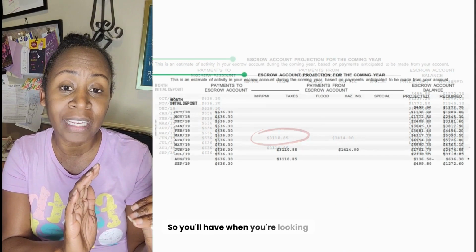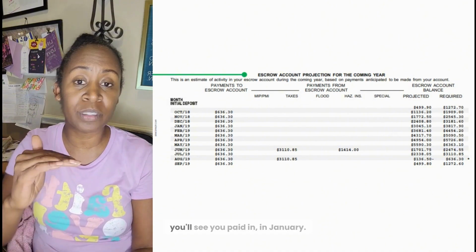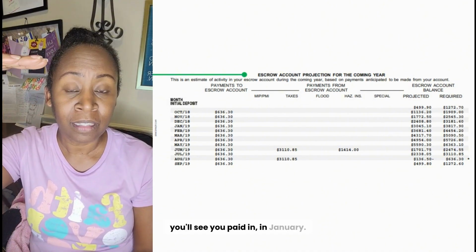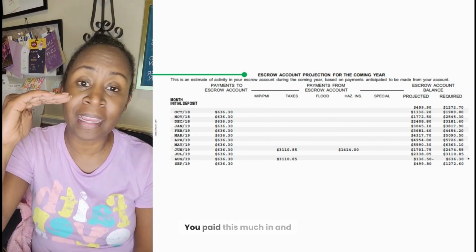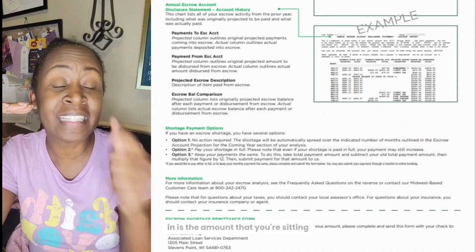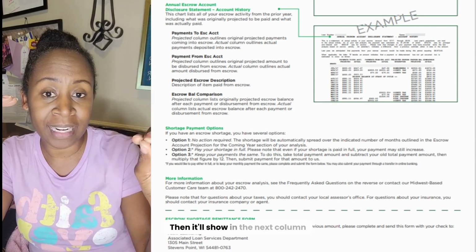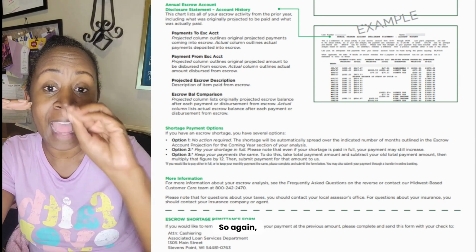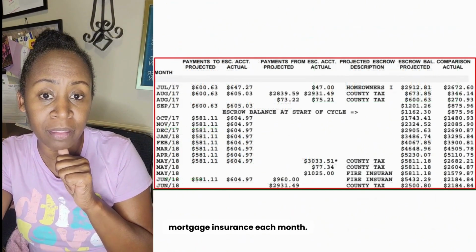So when you're looking at your monthly expenses for your escrow account, you'll see you paid in January, you paid in February, you paid in March, you paid this much in April. And the amount that you're paying in is the amount that you're sending in for your mortgage payment. Then it'll show in the next column what you're paying out. So again, out of what you paid in, X number of dollars goes to your mortgage insurance each month.